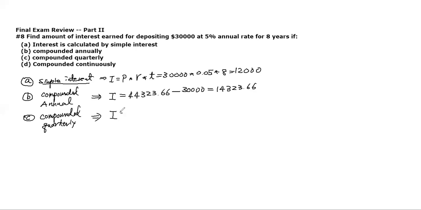Okay, so now let's go back to my whiteboard. Your interest here, because your calculator just gave you the future value, is 44643.92 minus 30,000. So that's how much your interest is. It will be 14,643.92. Okay, so now the last one. How about if I want to compound continuously?